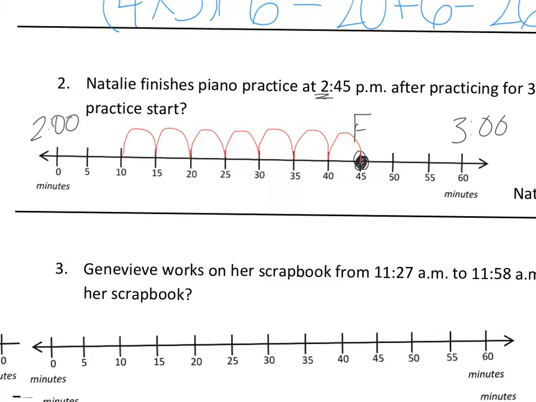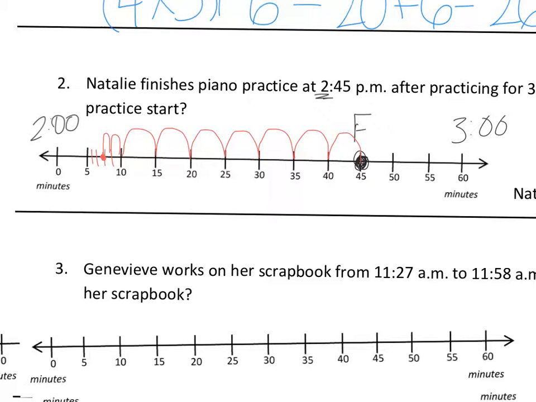So I'm going to make minutes. 1, 2, 3, 4. There are 4 little tick marks in between each section. So I stopped at 35. So 36, 37. So my dot's going to go right here. Now I need to find out what time that was.